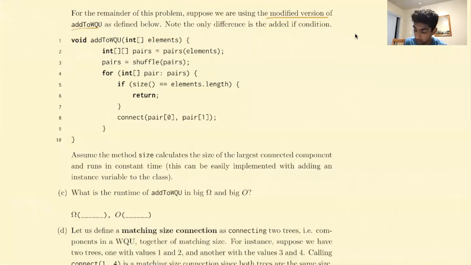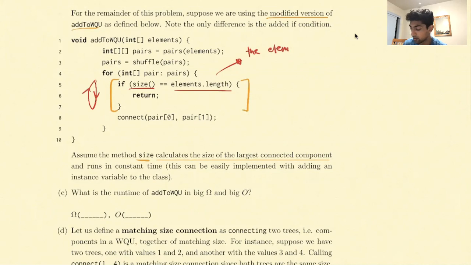And the only difference is now we have this if condition. What this if condition is saying is we have the method size, which calculates the size of the largest connected component. Okay, so we're going to keep executing this for loop, right? We're going to keep executing this for loop until the size of the biggest connected component is equal to elements.length. In other words, what this is saying is that the elements are all connected, right?